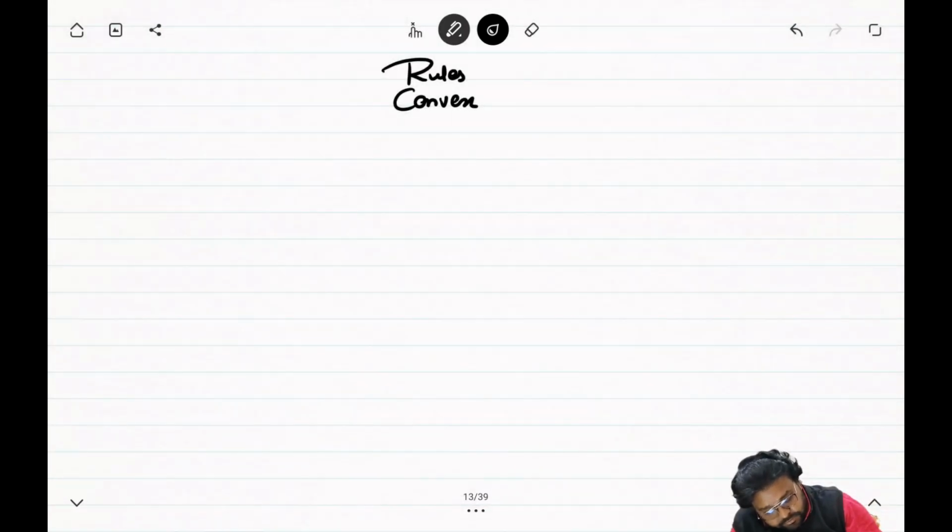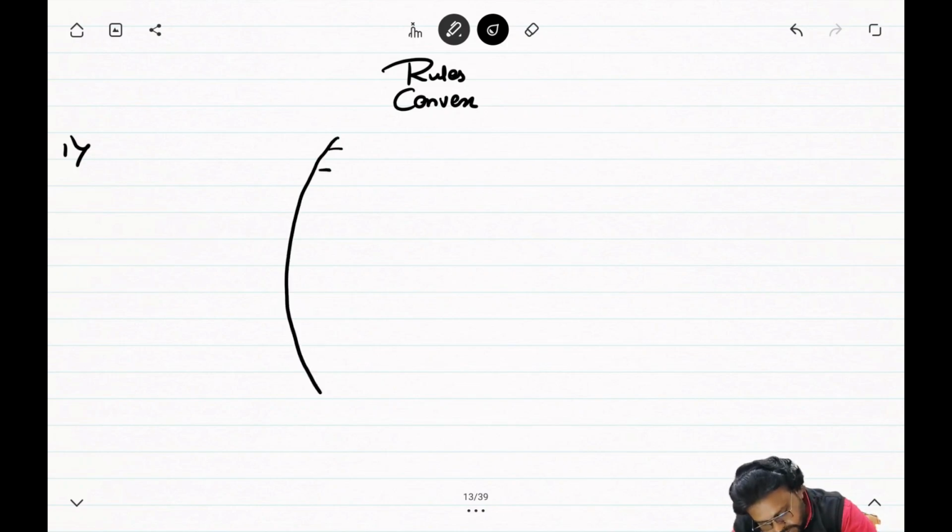Now let's see the convex mirror. The first rule, line parallel to the principal axis. This is a convex mirror.